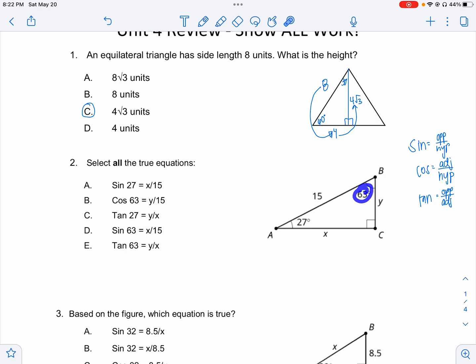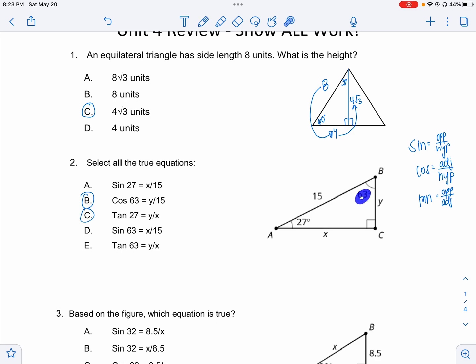Cosine of 63, so looking at this angle, is equal to y over 15. That is true because y is the adjacent side to 63 and 15 is the hypotenuse. Tangent of 27 is equal to y over x. That is true because that is opposite over adjacent to 27.